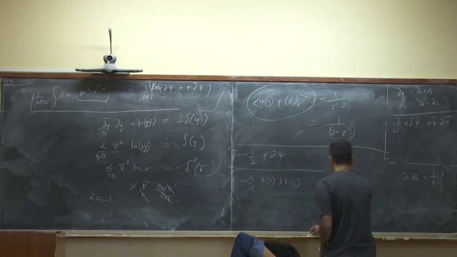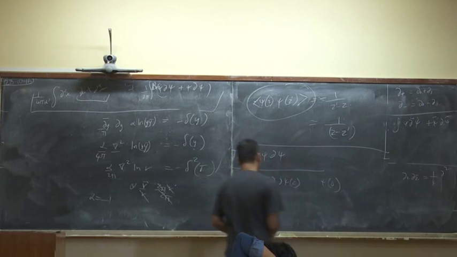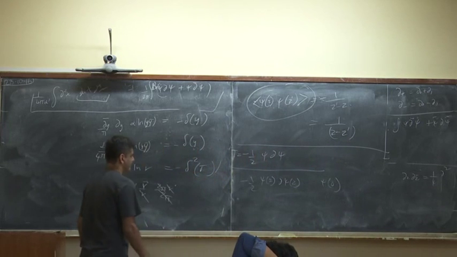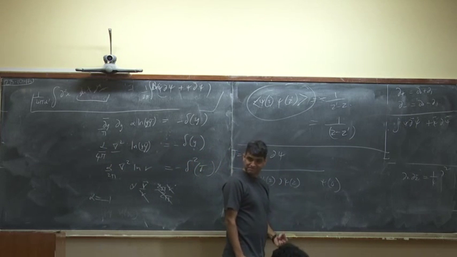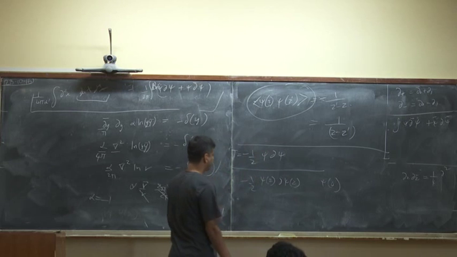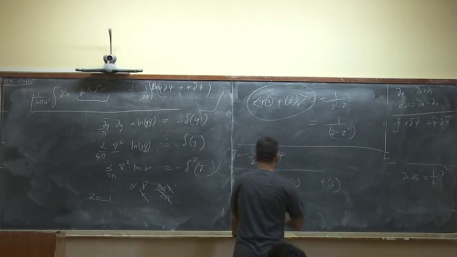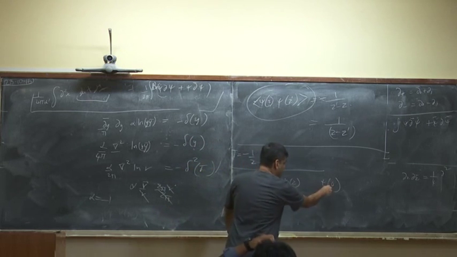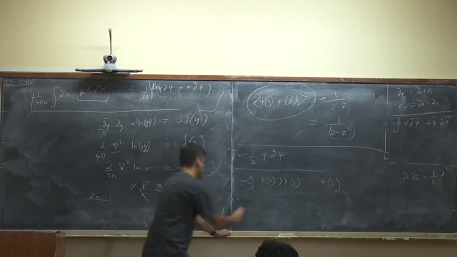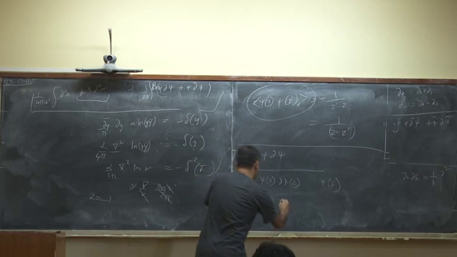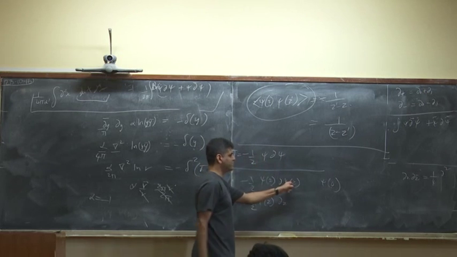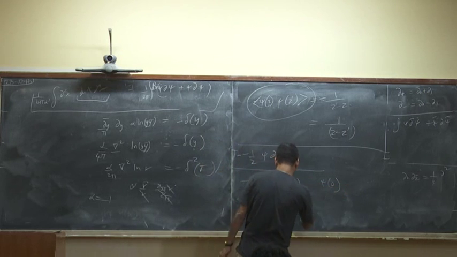Okay, so what do I get? Well, we do it in the usual way. We contract. The first term we get is this object, this guy contracting with this guy. So that's minus half psi of z del z, and then the contraction of this with this was 1 by z.